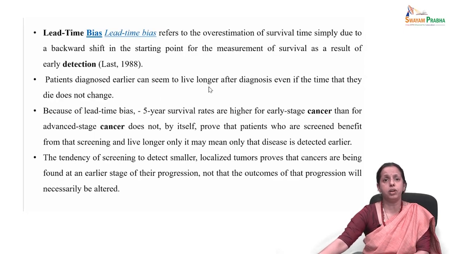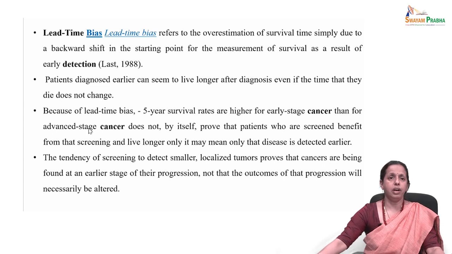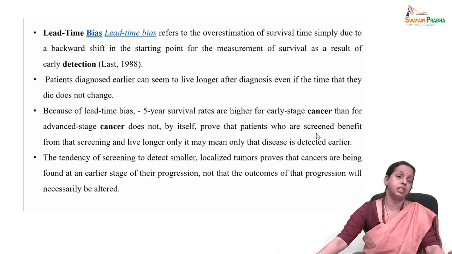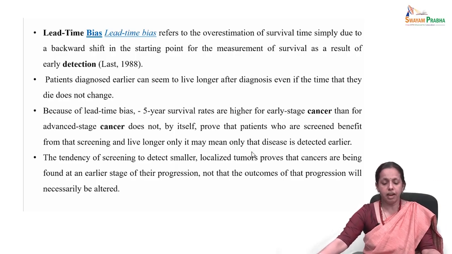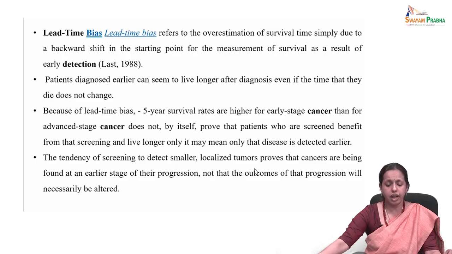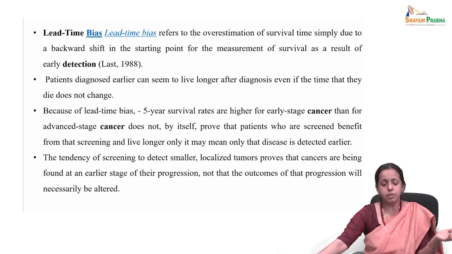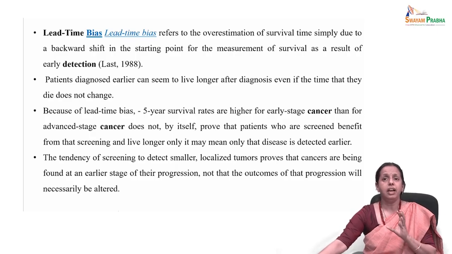Here, patients diagnosed earlier can seem to live longer after diagnosis, even if the time that they died does not change. Because of lead time bias, 5-year survival rates are higher for early stage cancer than for advanced stage cancer, which by itself does not prove that patients who are screened benefit from that screening and live longer. It may only mean that the disease is detected earlier. The progression of this cancer may not be altered just because the cancer was detected earlier. The tendency to detect smaller localized tumors proves that cancers are being found at an earlier stage of their progression, but it may not mean that the progression outcomes are altered. So keep in mind that the detection and the progression of the cancer or tumor are entirely dependent functions.